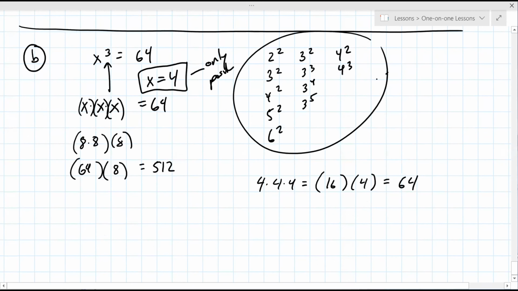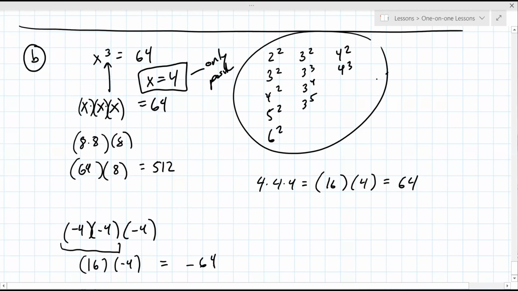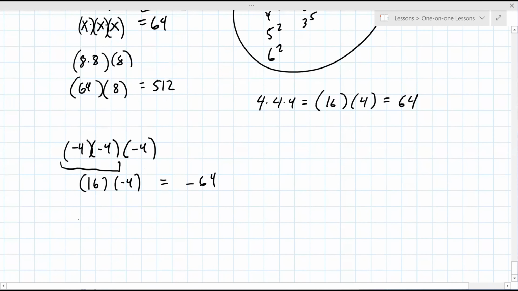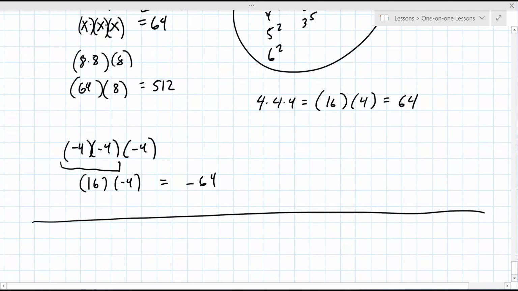It's only positive because what is negative 4 times negative 4 times negative 4? Well, let's look. These two negatives make a positive. So that's 16 times negative 4. That gives you negative 64. So if you follow that, let me give you a simpler one here.